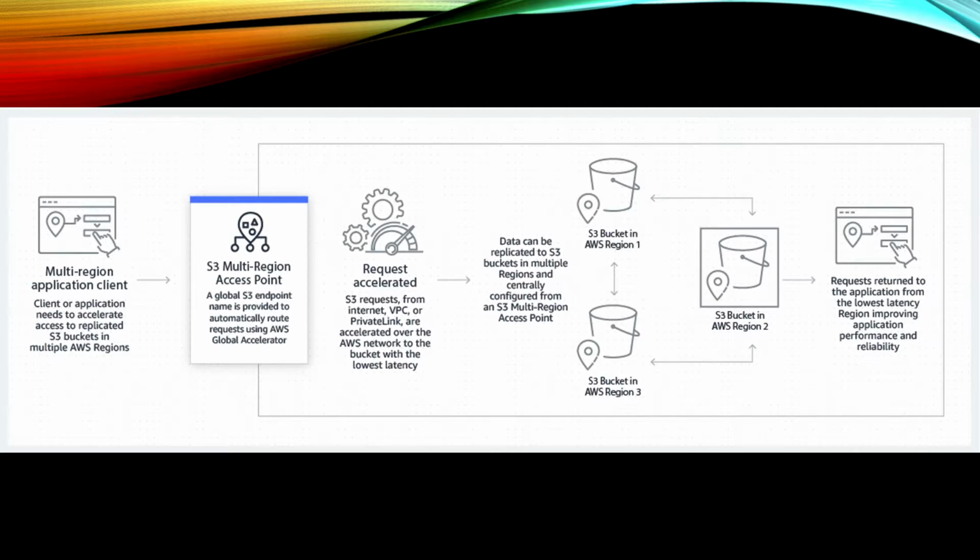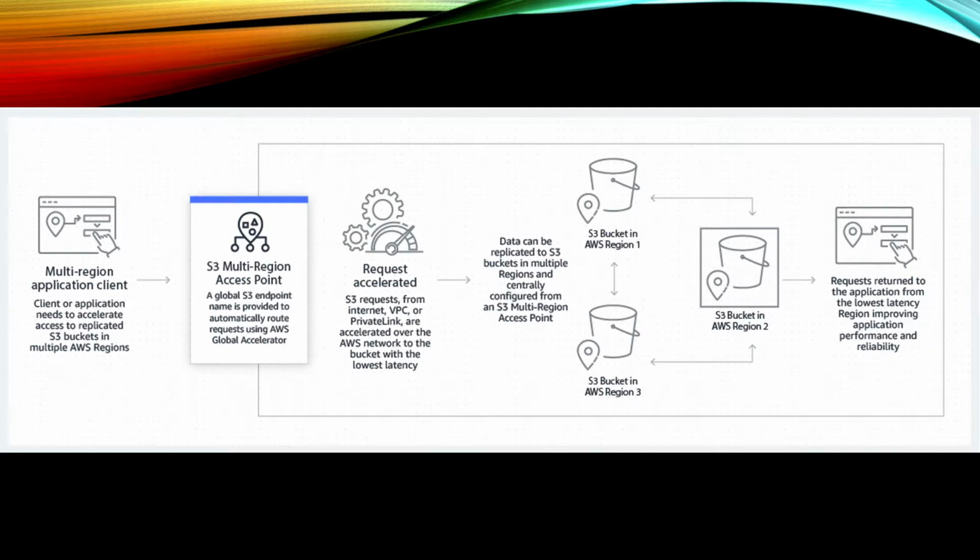So basically what it's saying is that the multi-region application client will connect to this multi-region access point. There will be one link, like the access point, you get it here also, a multi-region access point. It will be a global S3 endpoint name which will be provided to you, which will automatically route to the nearest bucket, or to a bucket which has the lowest latency.